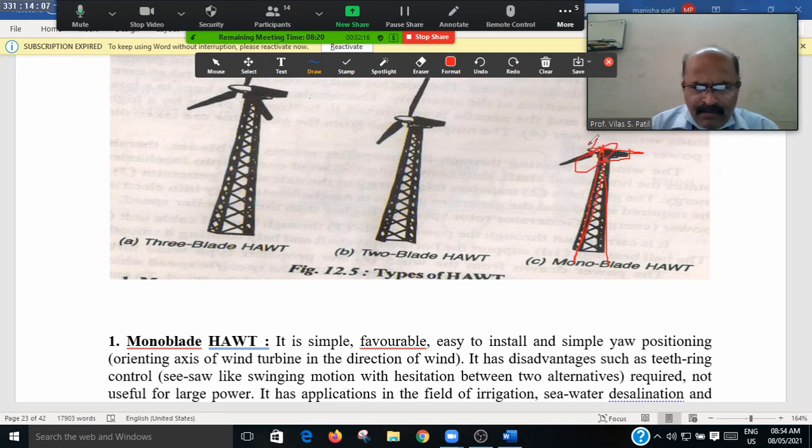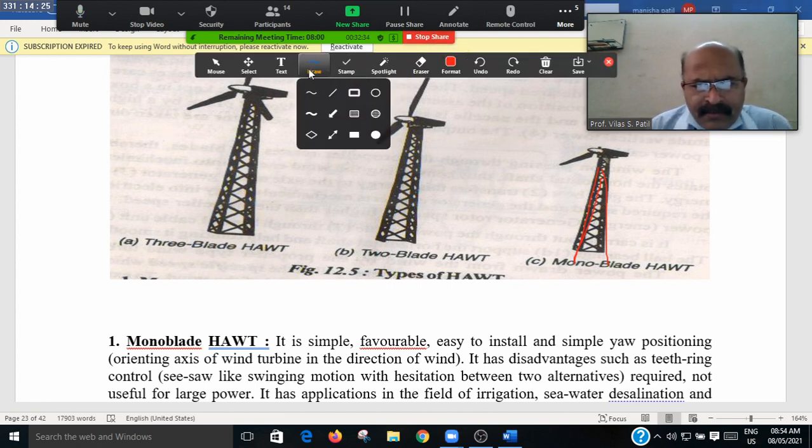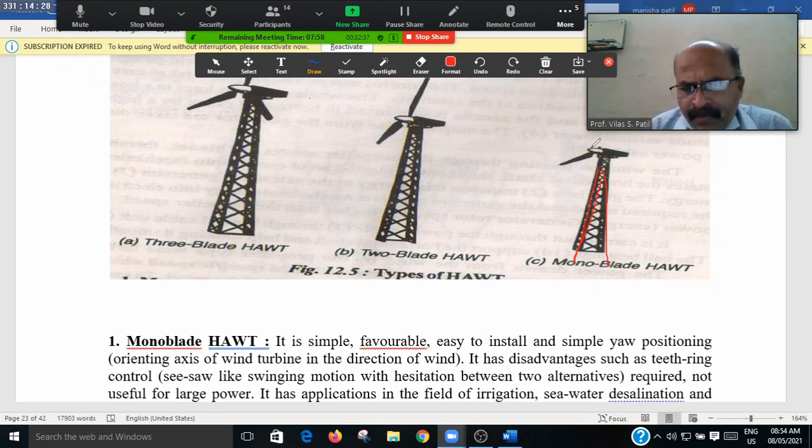This is the hub. Only this is the hub, and this is the belt. Here the white part is the hub. Which part is the hub? Again I will show it with the annotation. This is the hub, and these are the wind blades. Okay, there is only one blade, so it is known as a monoblade.